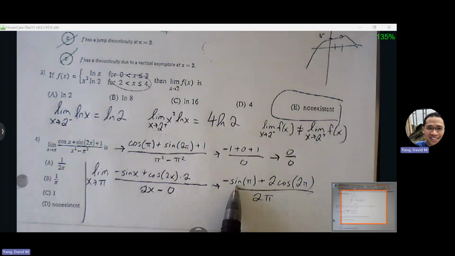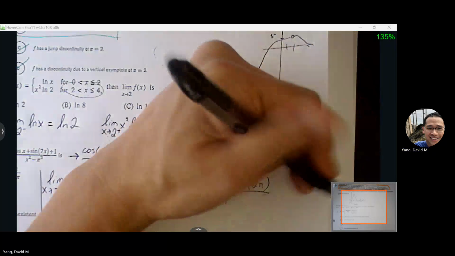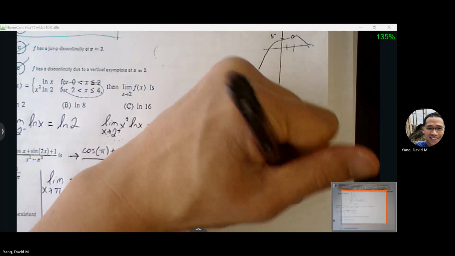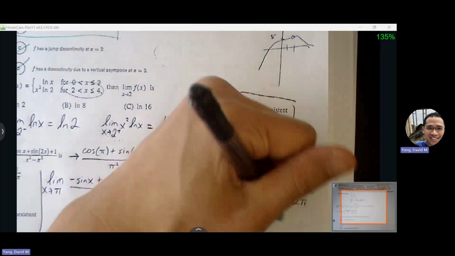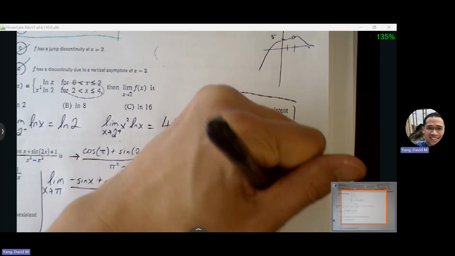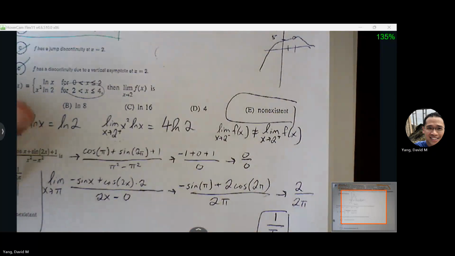Sine of pi is 0. Cosine of 2 pi is 1. 1 times 2 is 2. And 2 over 2 pi, the 2's cancel out. Pi is left over in the denominator, so 1 over pi is our answer.